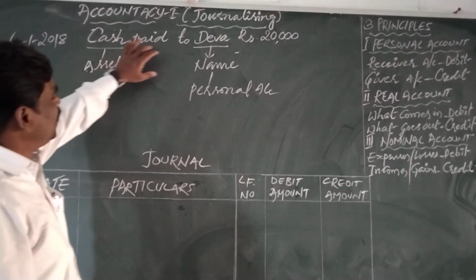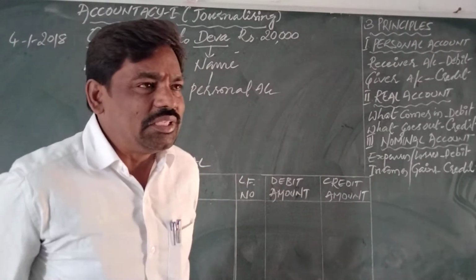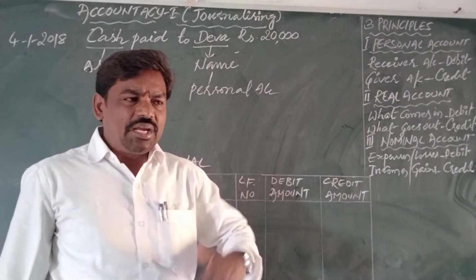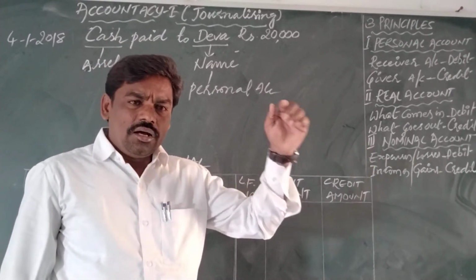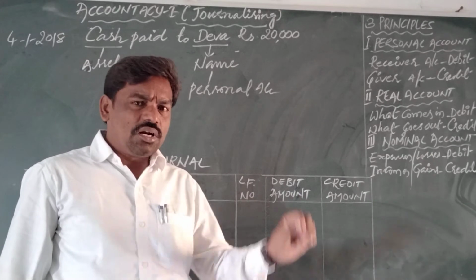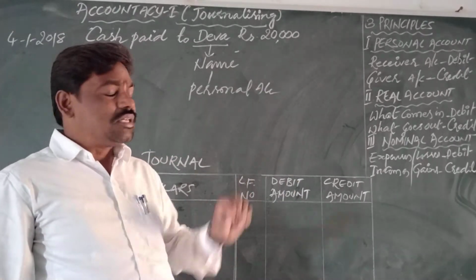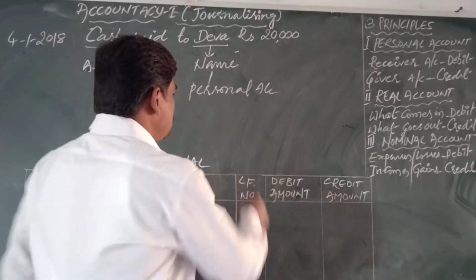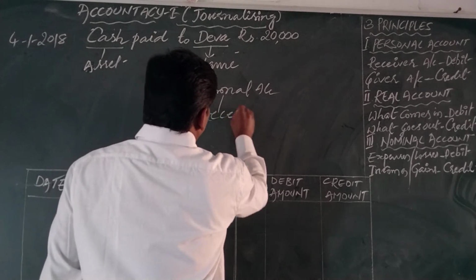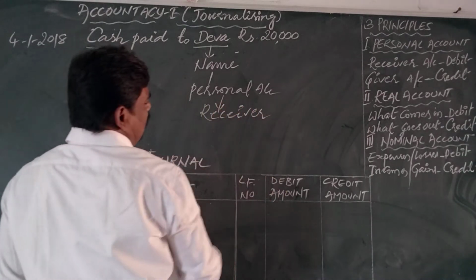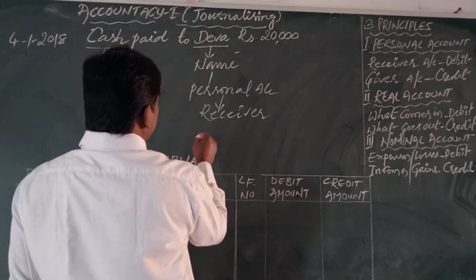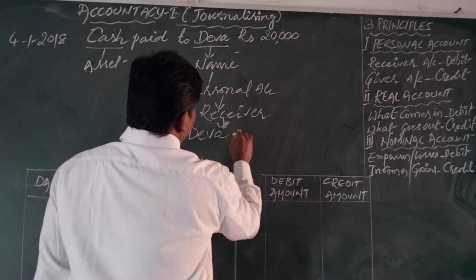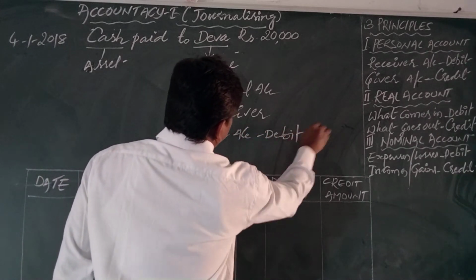See here, cash paid to Deva. We paid cash to Deva. So when we paid money or cash to Deva, is Deva the receiver or the giver? Yes, Deva is the receiver. So as per personal account, the receiver account should be debited. Deva is a receiver, so Deva account debit.